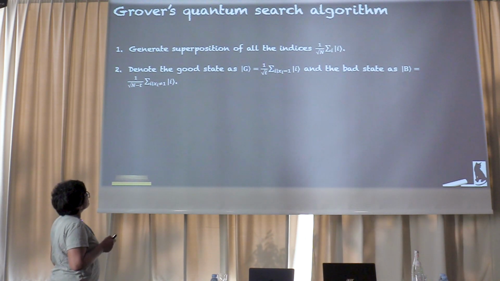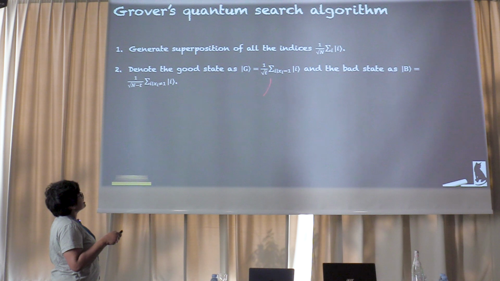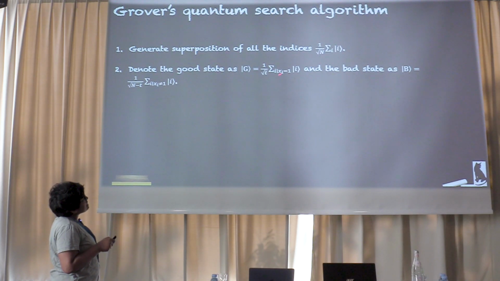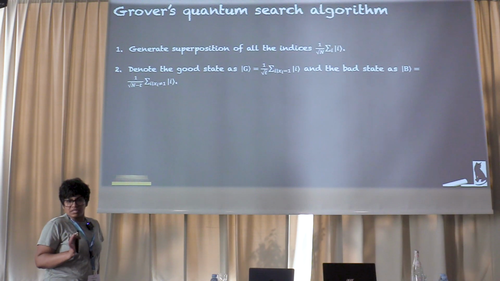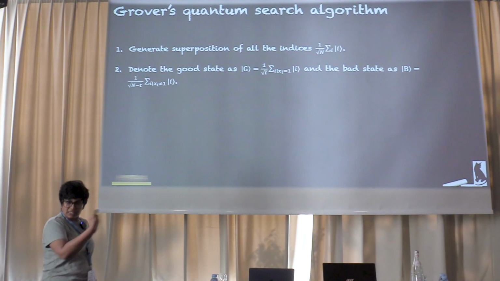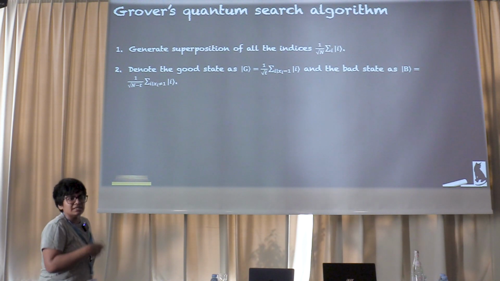So this is just linear algebra now. I want to define a state, I call it a good state, which contains the set of indices that have xi equal to 1. I don't know this good state yet. I'm going to find this state. But let me first mathematically write it.